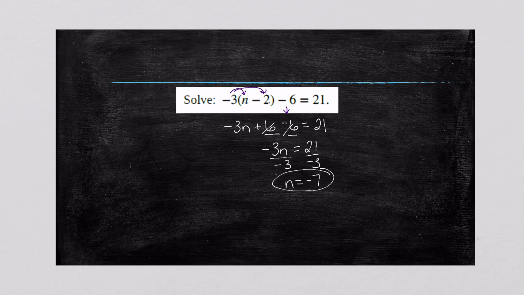Now, I want to check my answer. So I've got negative 3 times negative 7 minus 2 minus 6. Does that equal 21? So I want to do what's inside the parentheses first. So negative 3 times negative 9. Negative 3 times negative 9 is a positive 27. 27 minus 6 is 21. There you go.